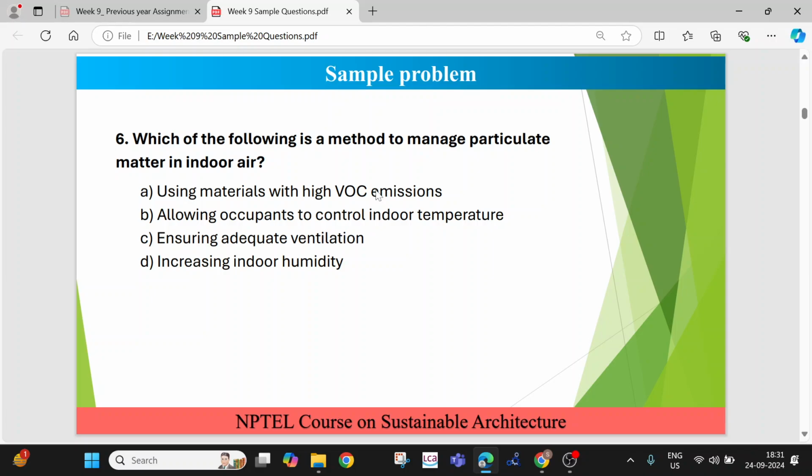From the same table, you can see which of the following is a method to manage the particulate matter in indoor air. Out of the 4 options, try to choose the most appropriate one. Whether you will be using materials with high VOC emissions, or allowing the occupants to control indoor temperature, or ensuring adequate ventilation, or increasing the indoor humidity. Which will be the right answer?